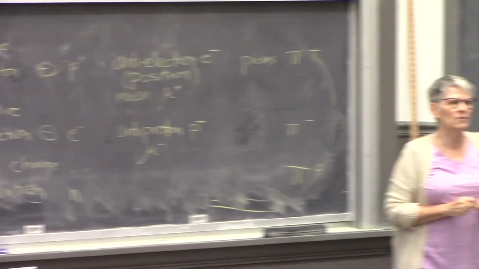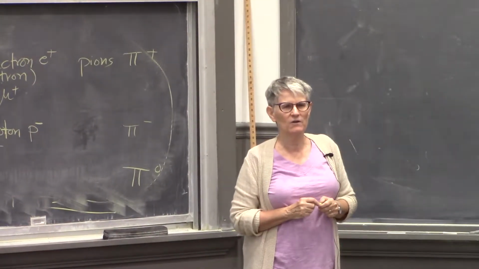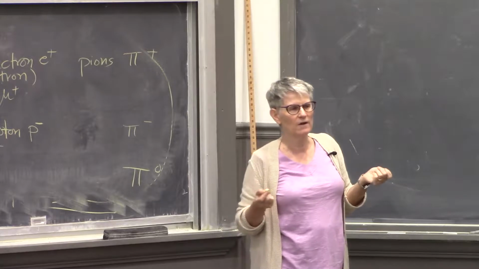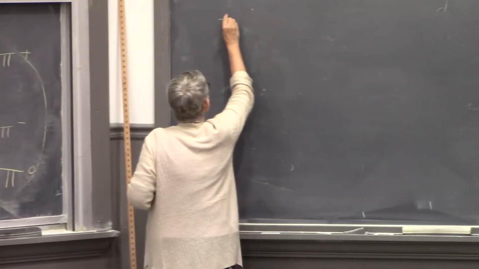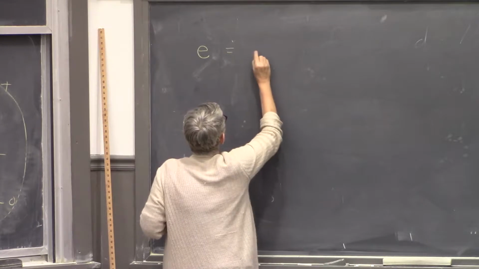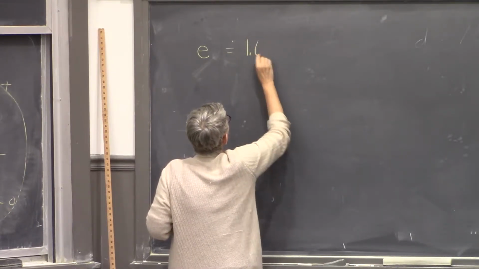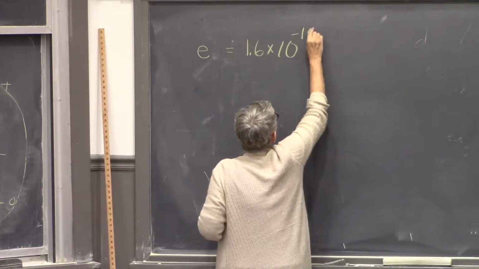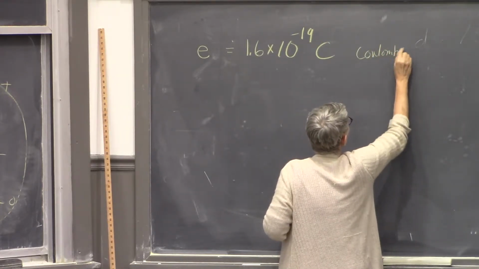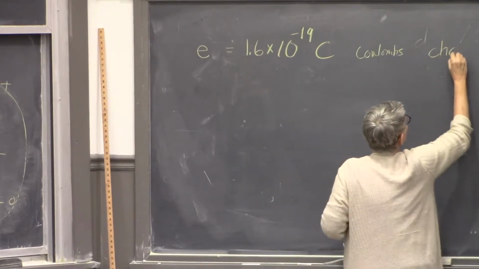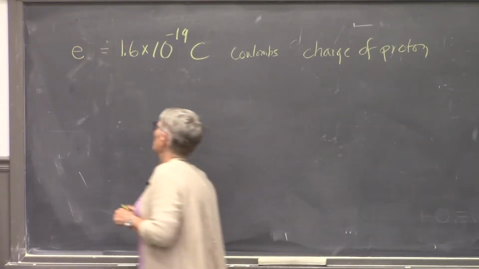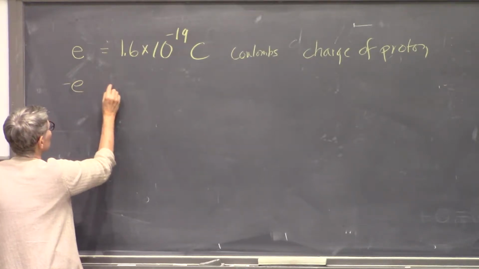Now it turns out an interesting thing about electric charge in these freestanding particles is that it is quantized, in the sense that it occurs in multiples of one number. So we use the symbol little e, unfortunately, to mean the charge of a proton, and it is 1.6 times 10 to the minus 19, and the units are coulombs. So e is a positive number, minus e is the charge on an electron.